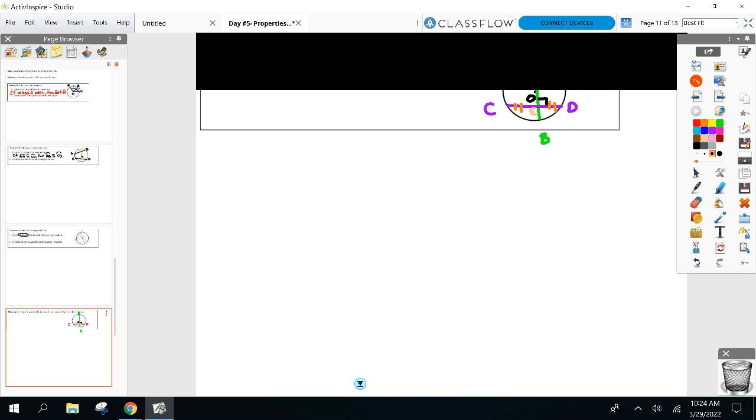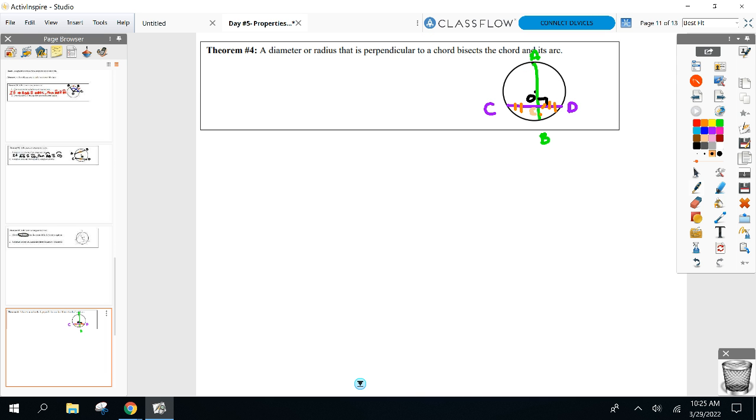Everyone see this right here? This theorem still applies. Even if I just give you this, let me cover up this part right here like that's not there. Everyone see this little piece right here? As long as that's perpendicular, it still applies. All good? As long as it's going from the center, this theorem applies, because I highly doubt most times I'll give you a full diameter. As long as it's coming from the center and perpendicular to the chord, you're good to go.